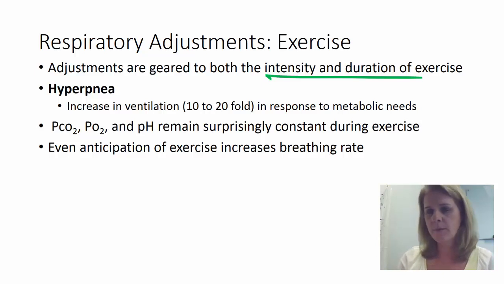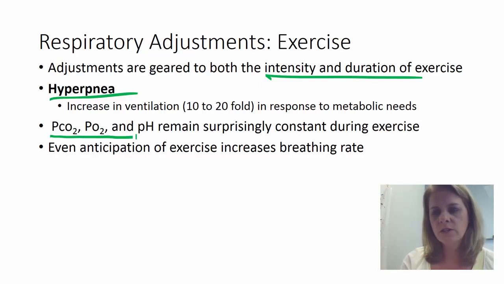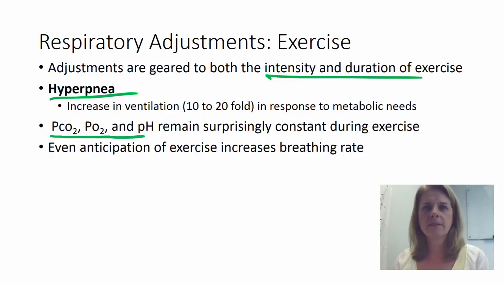This is called hyperpnea, which is when you're breathing faster than normal. And so you increase your ventilation anywhere from 10 to 20 times normal, and that's to account for your metabolic needs. Blow off more CO2 that you're building up in your body due to all those metabolic processes going on, and bring more oxygen into your body in order to make more ATP. But what you'll find is that even though you're breathing faster, the actual levels of your CO2 and oxygen in the tissues remain about the same. So you don't really see too much of a change in your CO2 levels, O2 levels, and pH levels in your body based on that increased ventilation when you're exercising.